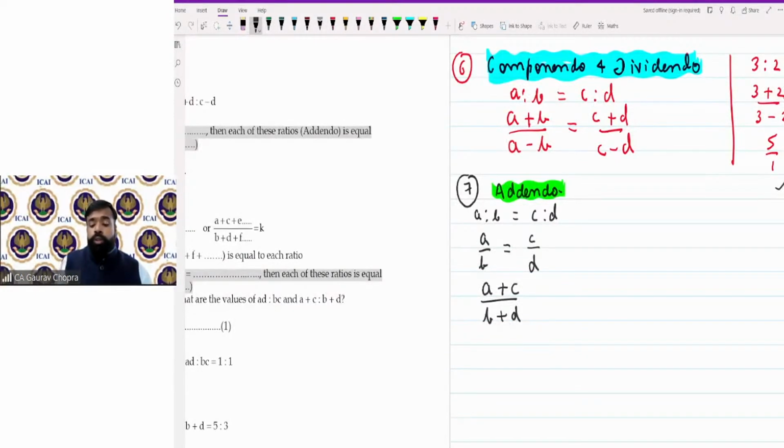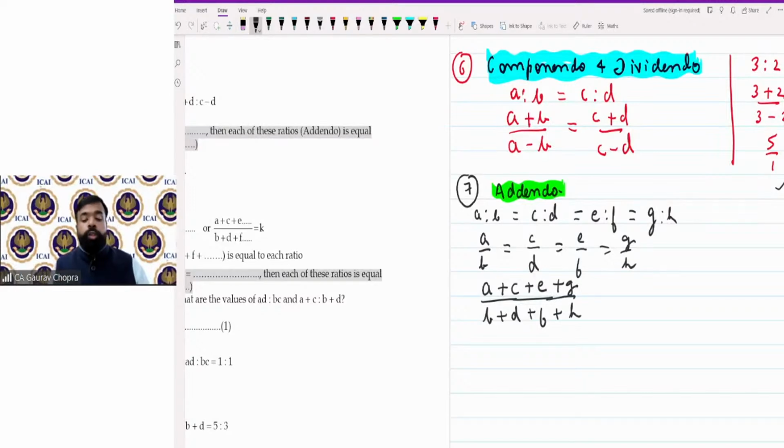If there are more ratios, let's say E ratio F is also there, then we can further add plus E and plus F. If let's say one more ratio is there, G and H, then again we can write plus G in numerator, plus H in denominator. So in short, addendo means add all the values. Add all the first values of the ratios in numerator, divided by all the second values added in denominator. Or you can say all numerators are added together and all the denominators are added together. This is known as addendo.